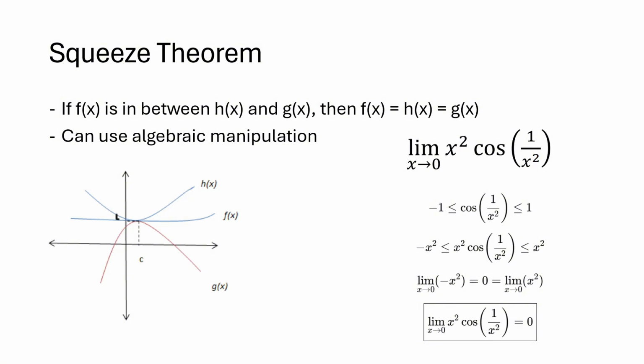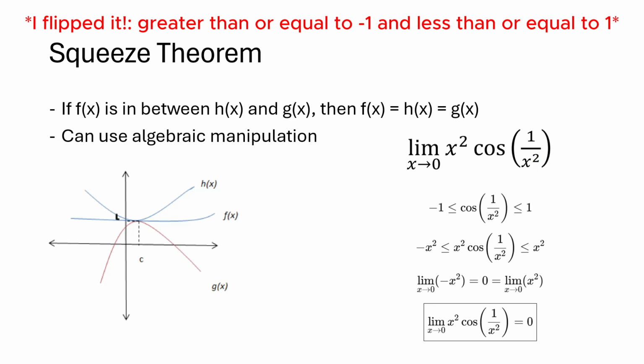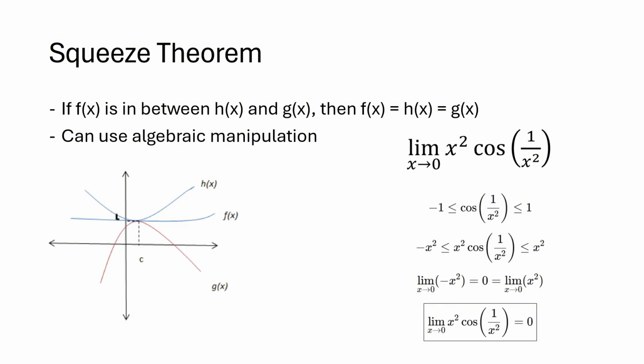For instance, if I had the limit as x approaches 0 of x squared times cosine of 1 over x squared, we know that with cosine, it jumps between -1 and 1. So we know it could be less than or equal to -1, but it also has to be less than or equal to 1. So with that, we need to use algebraic multiplication by getting everything as x squared, and then we can take the limit of each function. So we know that if we take the limit as x approaches 0 of -x squared, it'll be 0. And if you take the limit as x approaches 0 of x squared, it'll also be 0. So because x squared cosine 1 over x squared is in between 0, that means the limit has to be 0.